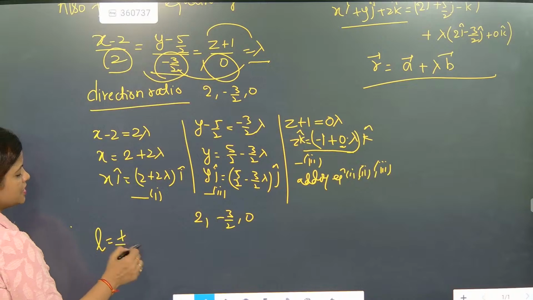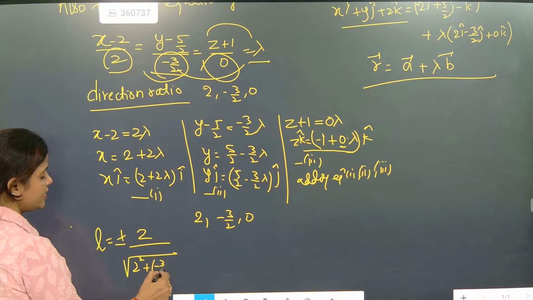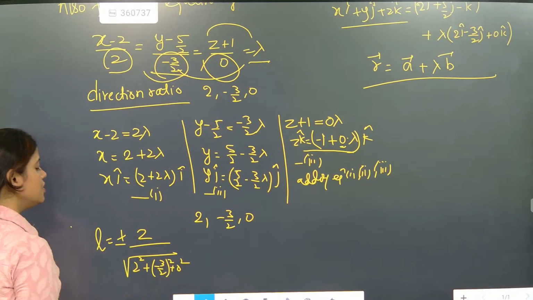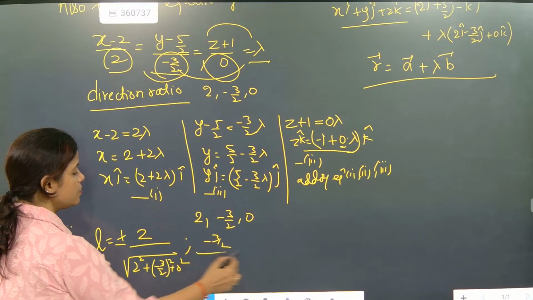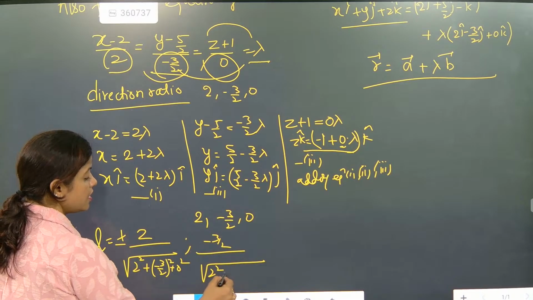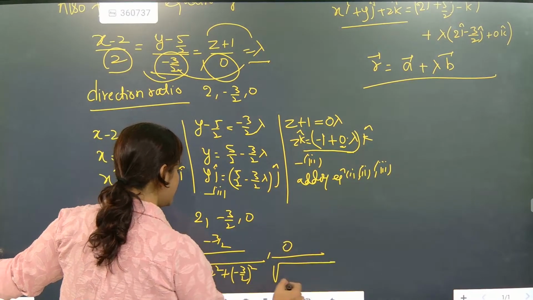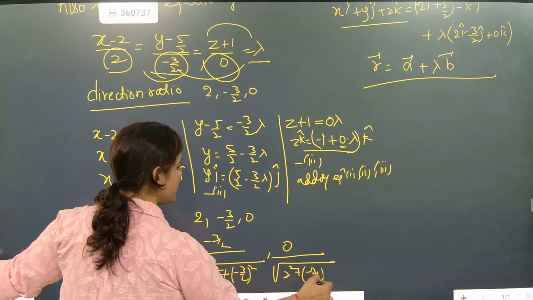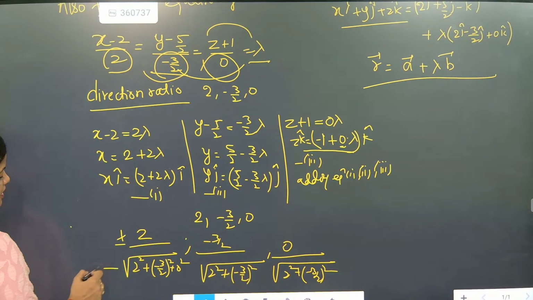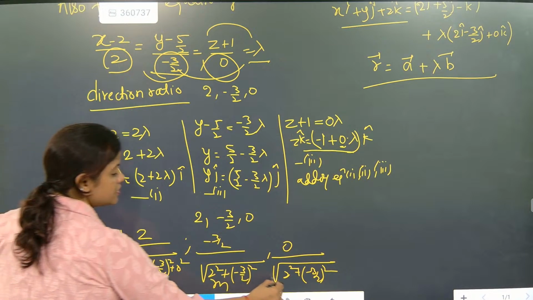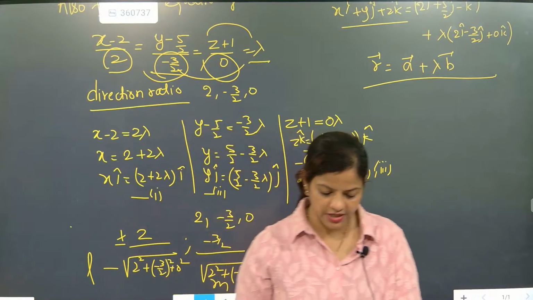l will be equal to plus minus 2 by root under 2 square plus minus 3 by 2 whole square plus 0 square. Writing 0 square is not at all needed. Understood? Next m will become minus 3 by 2 by root under 2 square plus minus 3 by 2 whole square, and then n is 0 by root under 2 square plus minus 3 by 2 whole square. This will become the direction cosine. This will present l, this will present m, and this will present n. Understood? And after solving, you will be getting the answer. So direction cosine is coming like that.